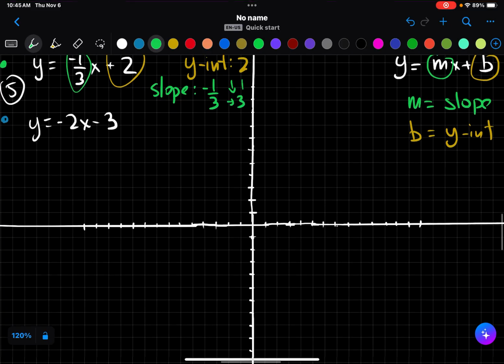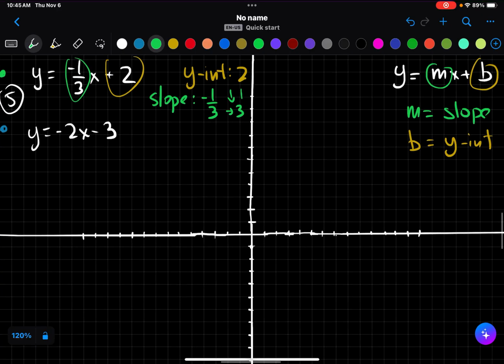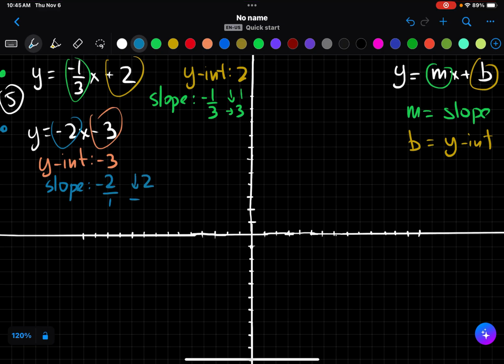For the blue equation, the second one, the y-intercept is going to be the negative 3. Remember, the negative goes with the number. And the slope for the blue equation is going to be the negative 2. Make it a fraction, which means go down 2 to the right 1. And now we're ready to graph them both.